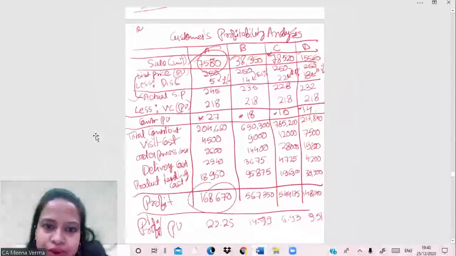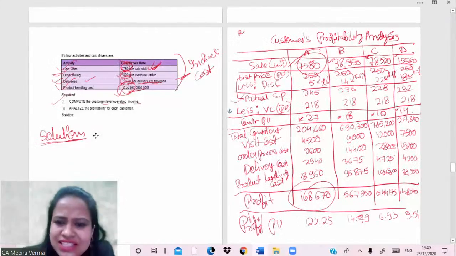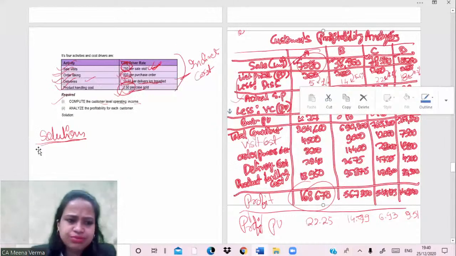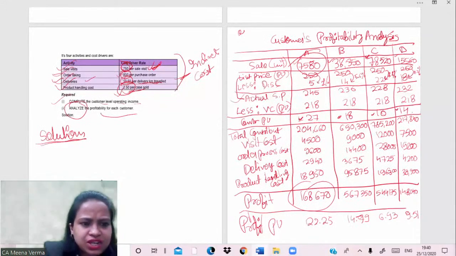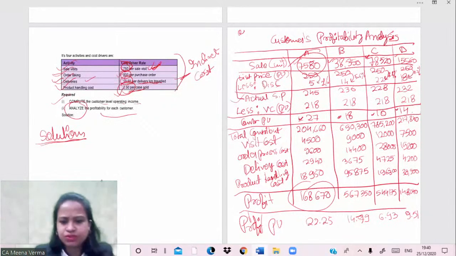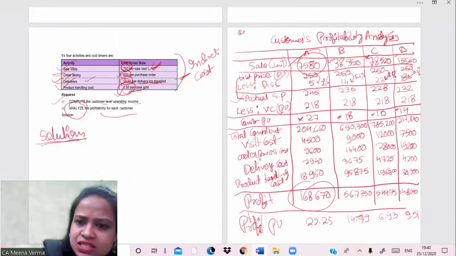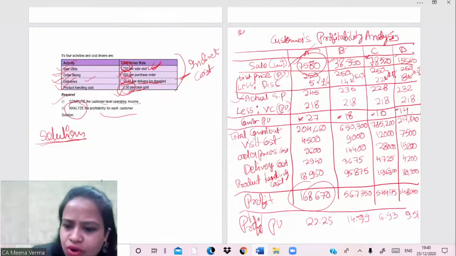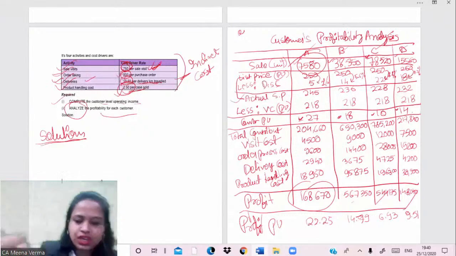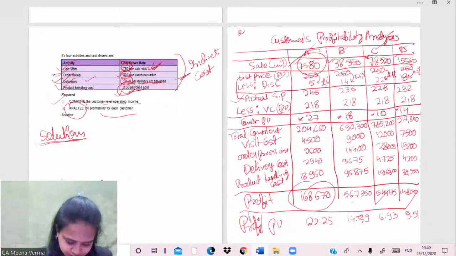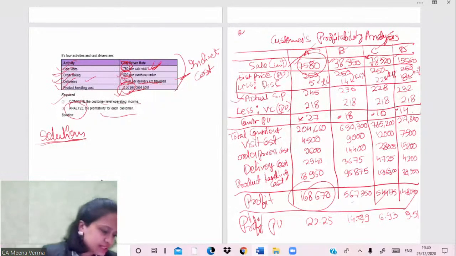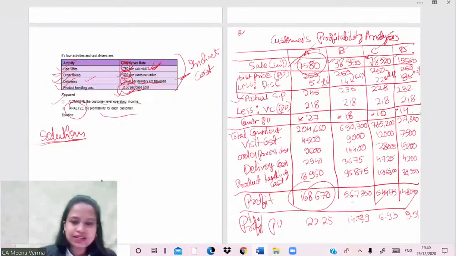Now you have to analyze this situation because it is easy to do this calculation, not a big issue. But analyze the profitability of each customer. This is the point which we have to consider. Analyze the profit of customer A, analyze the profit of customer B, analyze the profit of C, analyze the profit of D. Give me the answer. If you can analyze, you can suggest something here. Analyze the situation. Analyze each customer.